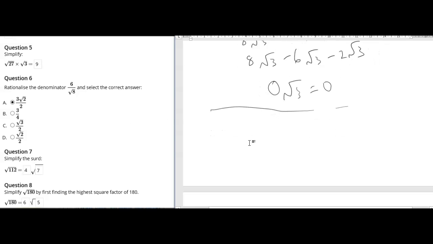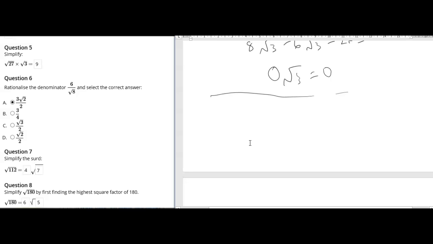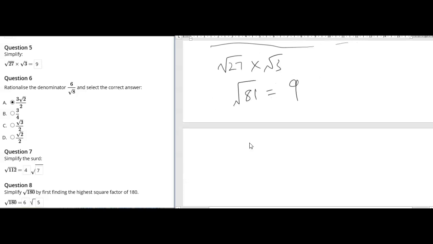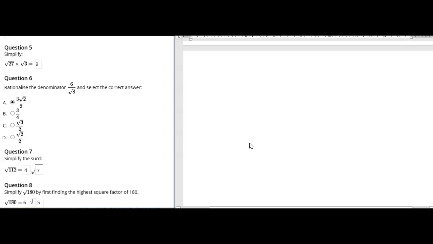All right, question 5. Simplify the following. So we've got square root of 27 times the square root of 3. You can simplify the square root of 27 if you wanted to. We did do that before, so you don't have to do it again. But I'm going to multiply them. 27 times 3 isn't too hard. It's 81. And then square root of 81 becomes an integer, which is just 9. Worked out nicely.